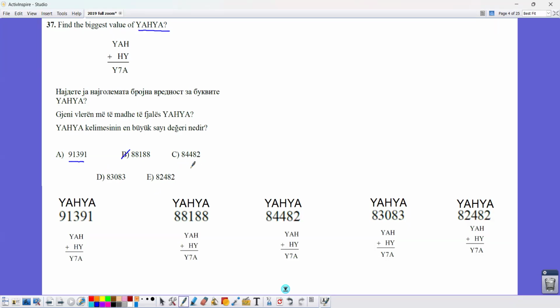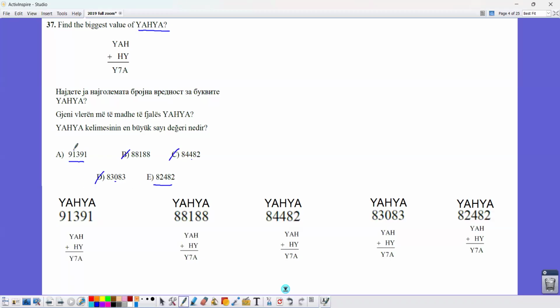Also for C, as you see, this is 84, 484. Also this one cannot work. Here, 83, 083. Because of the 0, H cannot be 0, because H in the second part is the first digit. So first digit cannot be 0 in any number. So also D cannot be. And E, 82, 482. When you will check, we will check now which one works.